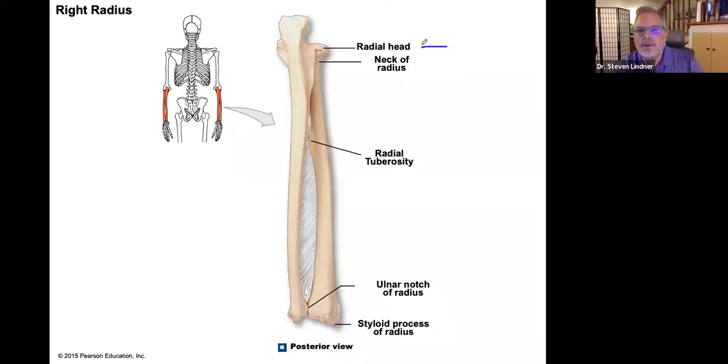From the posterior, there's the radial head, there's the radial neck, radial tuberosity, ulnar notch. Remember, the ulnar notch is on the radius, whereas the radial notch is on the ulna. And then here's the radial styloid. The radial styloid is the insertion site for the brachioradialis.